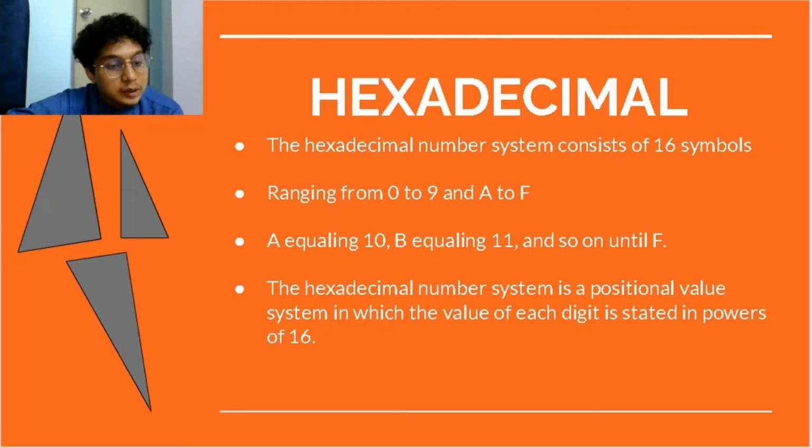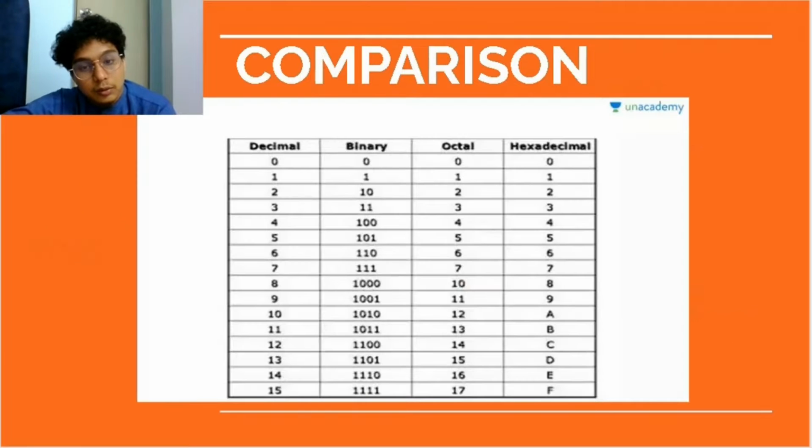So on the last part here, this is a little comparison. You could see here, for example, decimal number 11. When converted into binary, it will become 1011. In octal, it will be translated as 13, while in hexadecimal, it will be shown as D.